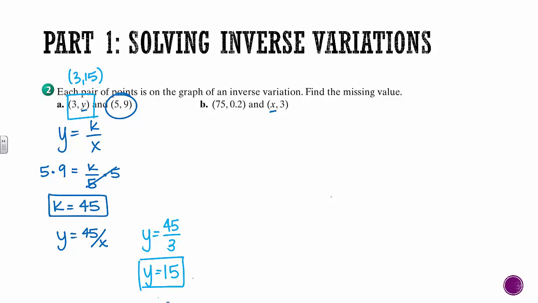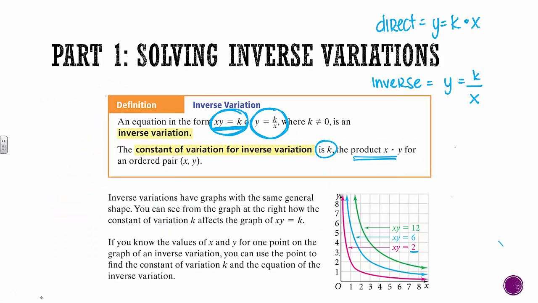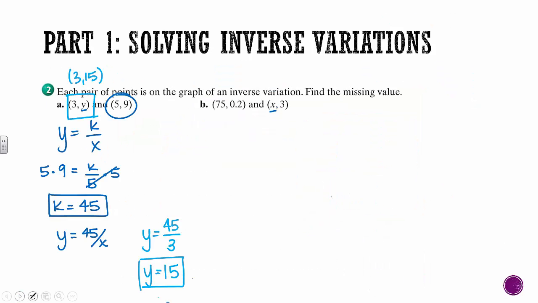The other thing that's kind of a shortcut is, because it's inverse variation back here, remember that x and y multiplied together give you your constant of variation. So if I take my x and my y here and multiply them together, they have to equal my x and my y here. So 3y has to equal 45, and if you divide both sides by 3, you still get 15.